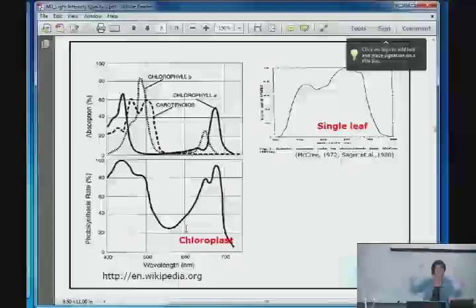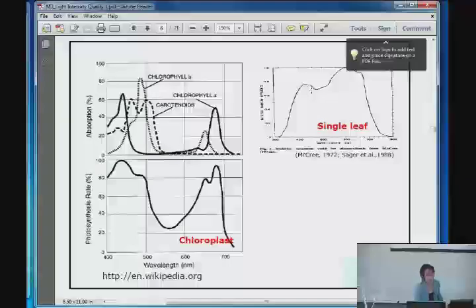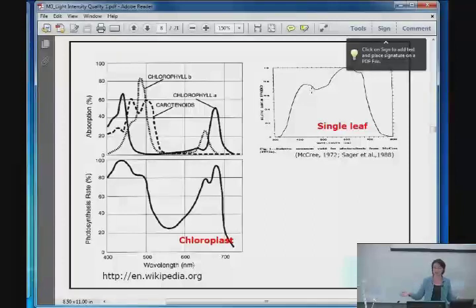Then, as a whole system, if you look at the single leaf response here, you can see that almost the entire 400 to 700 nanometer range, 400 here and 700 here, though it may not be easy to see, is utilized. So the entire range of photosynthetically active radiation is used. That's why we define photosynthetically active radiation as 400 to 700. Yes, question?